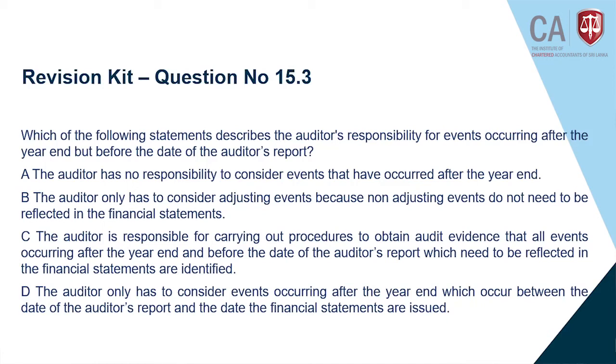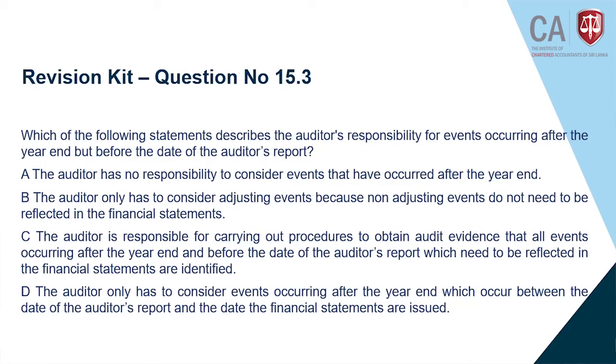I called it part A in my diagram. Part B: the auditor only has to consider adjusting events because non-adjusting events do not need to be reflected in the financial statements. No, the auditor has to consider both events.